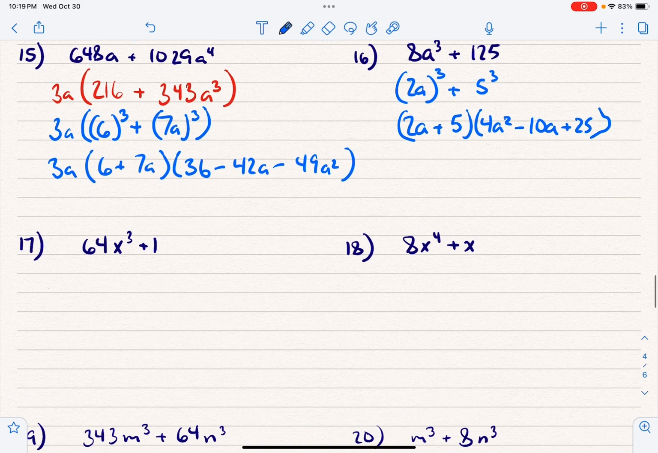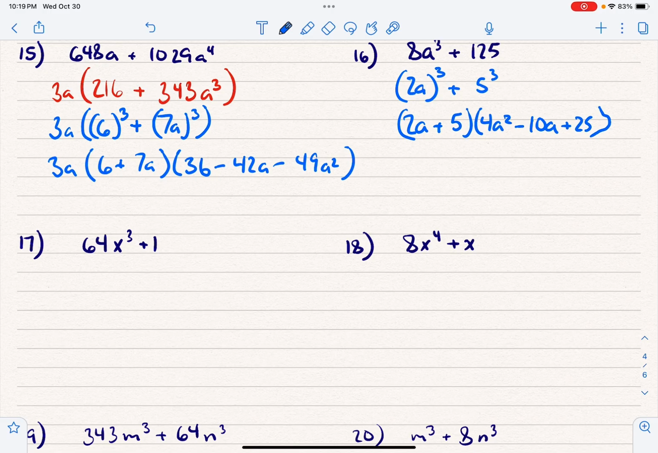All right, moving on. 64x to the third power plus 1. Again, this is already just the sum of two cubes. This is 4x cubed, and this is 1 cubed. So therefore, it factors down to 4x plus 1 times 16x squared minus 4x times 1, which is 4x, plus 1 squared, which is 1. That was probably an easy one. That was a pretty easy one.